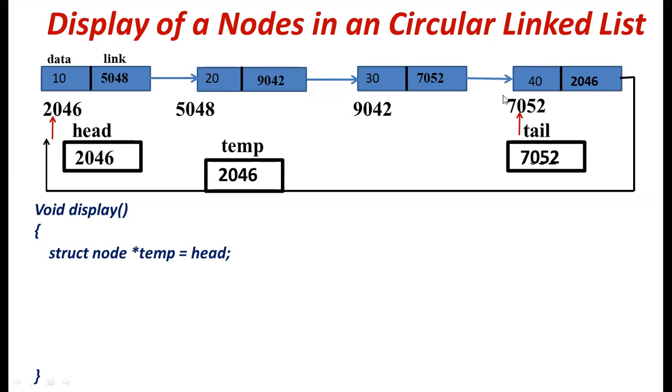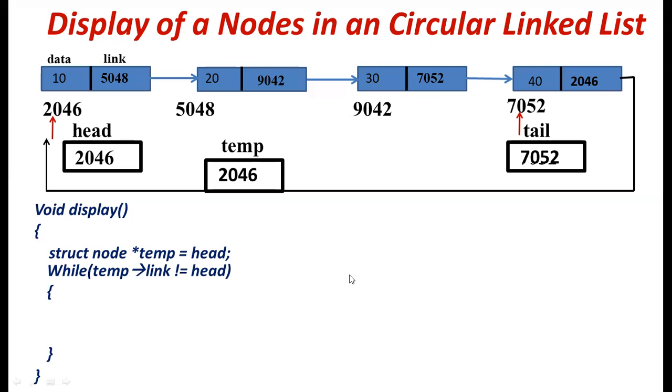So how to traverse from starting? First node we have to display, then we need to go to second node, then we need to display the value of second node, then we need to go to third node, then display the third value, then we need to go to fourth node, then display the fourth value. So for that, the logic we are writing is while temp to link not equal to head value.